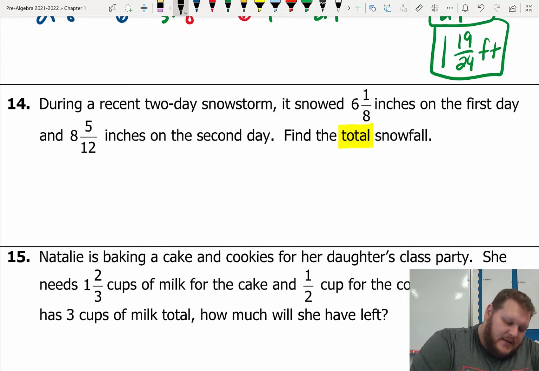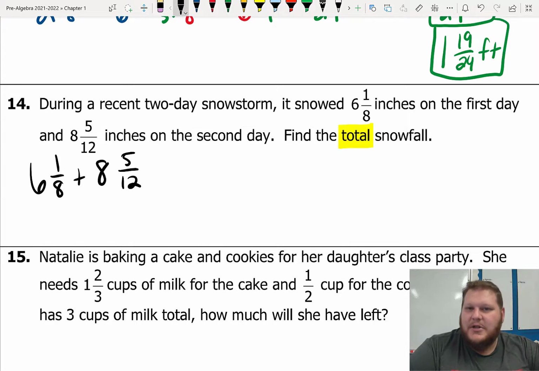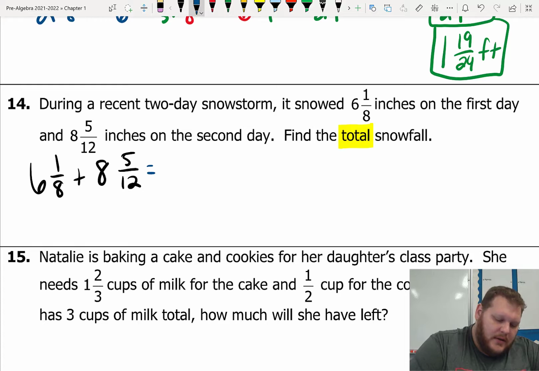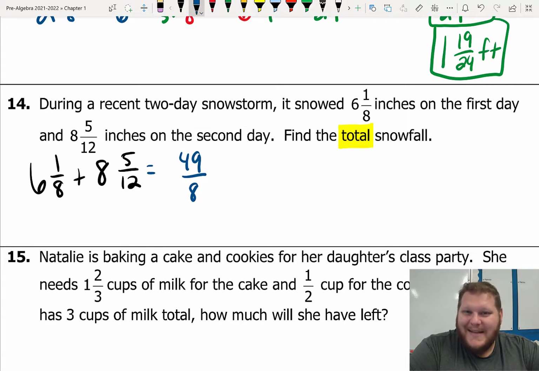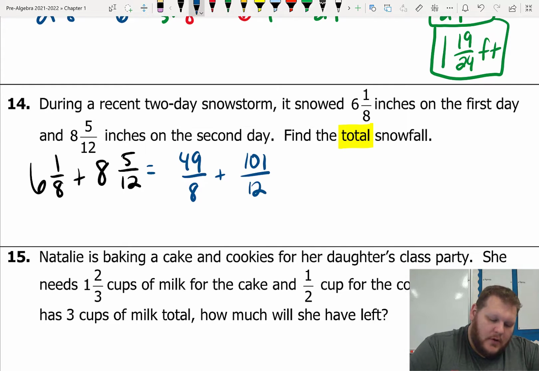So we've got 6 1/8 inches plus 8 5/12 inches. Lots of snow. That's quite a pair of days there. So step 1, mixed numbers into improper fractions. 6 times 8 is 48, plus 1 is 49. 8 times 12 is 96, plus 5 is 101 over 12.